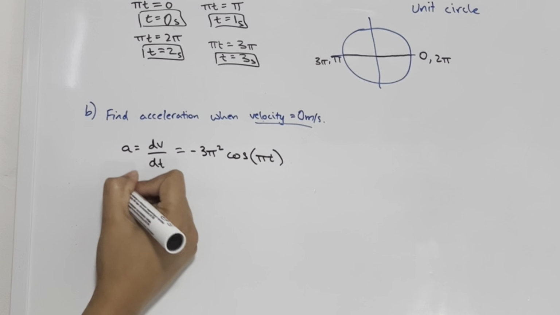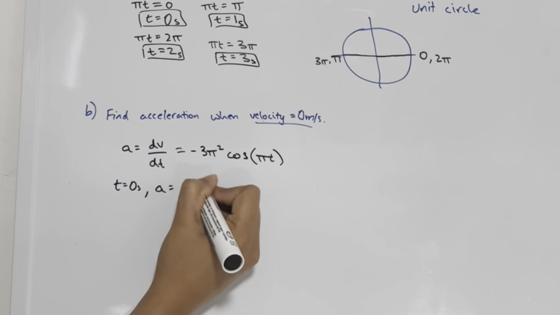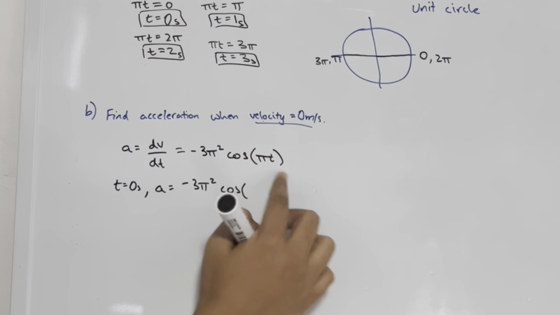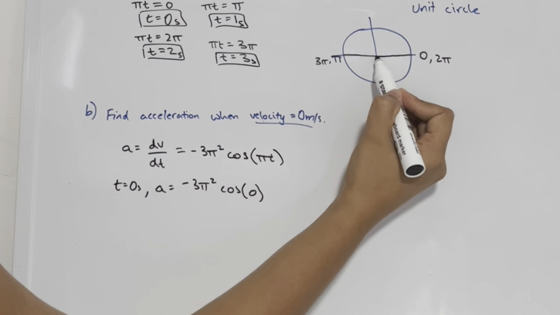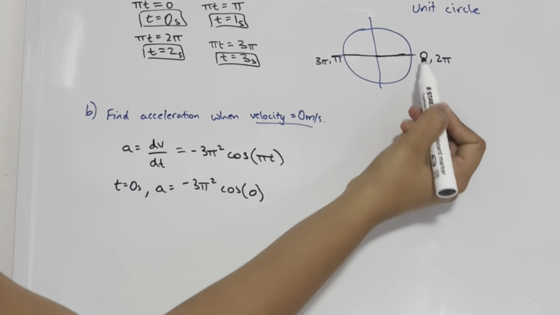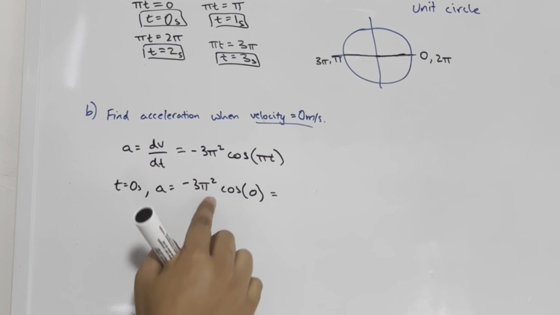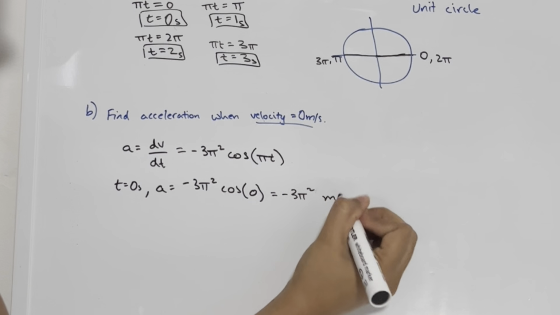So when t equals 0 seconds, acceleration is going to be negative 3 pi squared cos of pi times 0, which is just 0. Now again, cos of 0, that's this line here. Cos gives us the horizontal component, so that's 1. So this will just be negative 3 pi squared times 1, which is negative 3 pi squared meters per second squared.